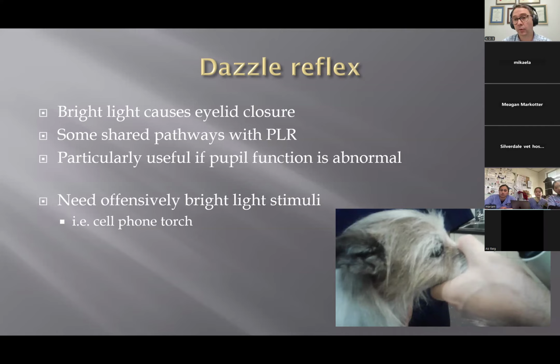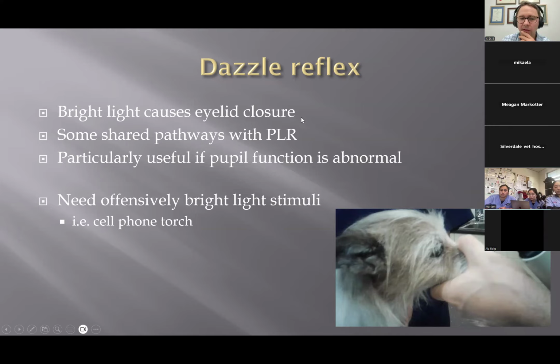And it's really useful if the pupil's abnormal. It's not uncommon to see these little old poodly type dogs with fairly dilated, non-responsive pupils. You could easily say that the PLR is abnormal in that case, and then potentially be concerned about vision loss. But you're able to test most of that PLR pathway, or the whole afferent pathway anyway, with the dazzle reflex. And if the dog blinks its eyes, then it does tell you that it has a functional afferent pathway.